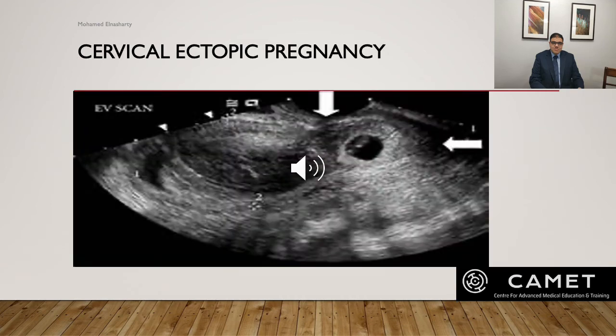So what are the different types of ectopic pregnancy, how to diagnose and how to treat? The first one is cervical ectopic pregnancy. It is diagnosed by ultrasound showing an empty uterus, barrel-shaped cervix, gestational sac present below the level of the internal os, absence of sliding sign, and blood flow around the sac using color Doppler.